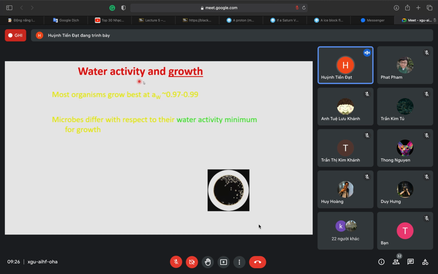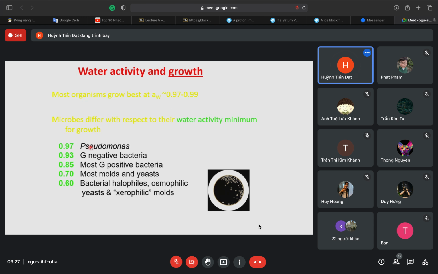Water activity and growth: most microorganisms grow best at a water activity of 0.97 to 0.99. Microorganisms differ in their water activity minimum for growth. It means that the group of molds is different from the yeasts and from the bacteria in their growth. Even among bacteria, the groups differ and respond differently to water activity.